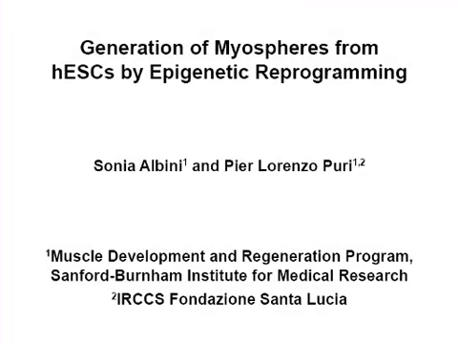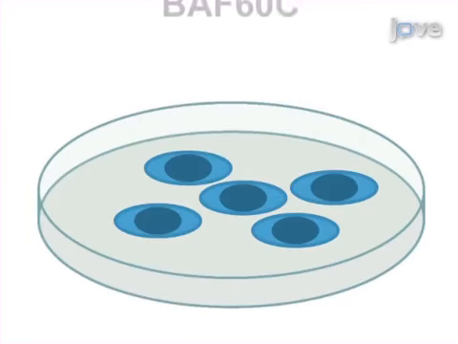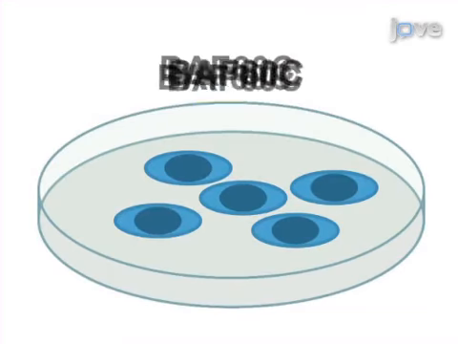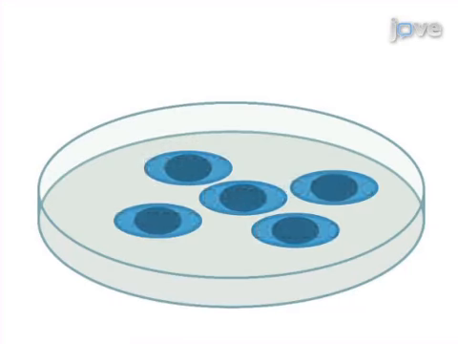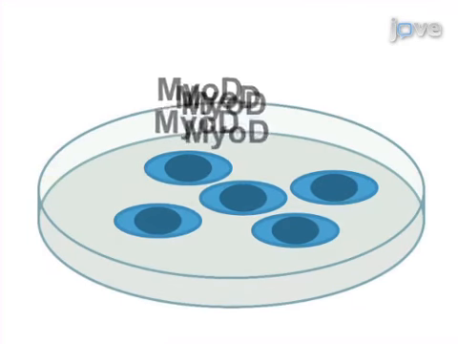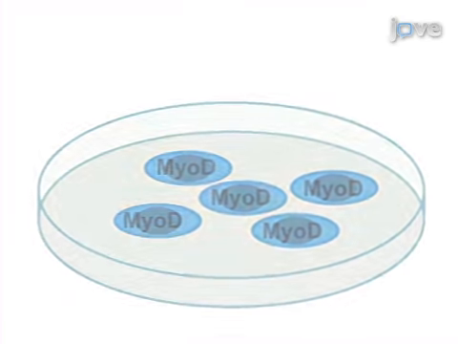The overall goal of this procedure is to generate myospheres, EB-like structures composed of skeletal muscle cells, from human embryonic stem cells. This is accomplished by reprogramming the cells by lentiviral infection of BAF60C. The second step of the procedure is to infect the same cells with a second virus, the MyoD lentivirus.